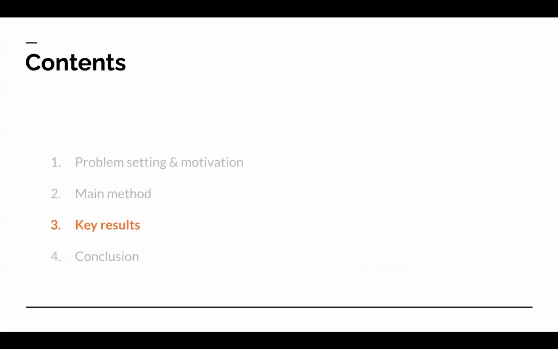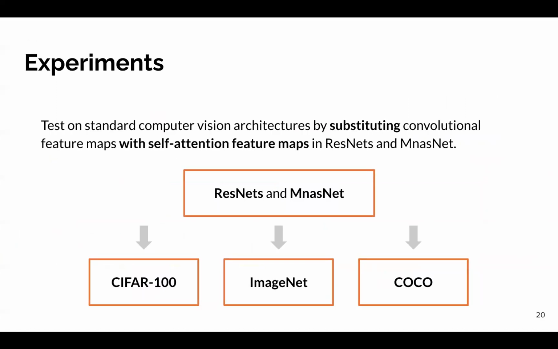So here are the key results. In the experiments, they test on standard computer vision architectures such as ResNet and MnasNet on the CIFAR100, ImageNet, and COCO datasets.